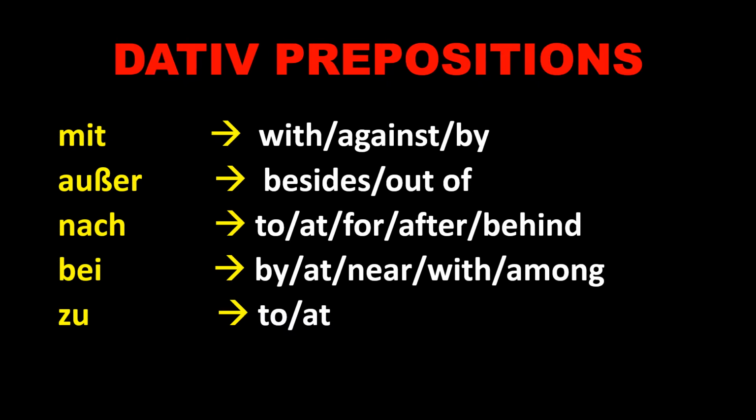Next one is bei, which also has different meanings at different places: by, at, near, with, among. Next one is zu, which means to or at. So once again along with me: mit, außer, nach, bei, zu. These are some of the dative prepositions. Let's go ahead. Now, let's see some of the examples.